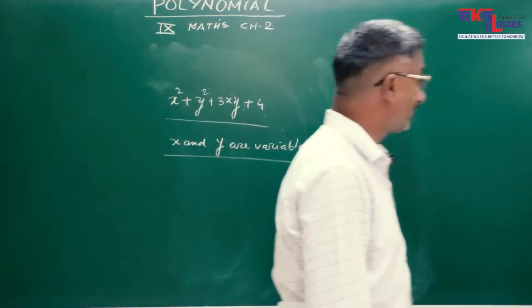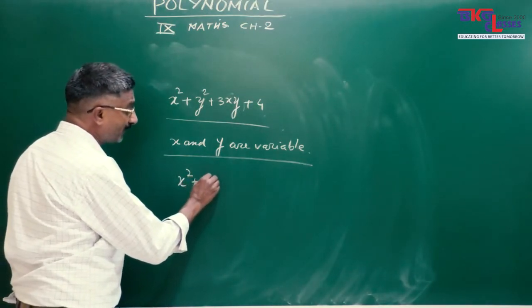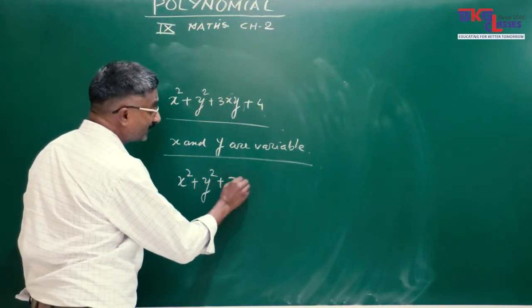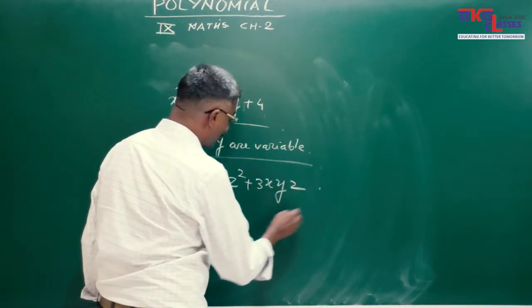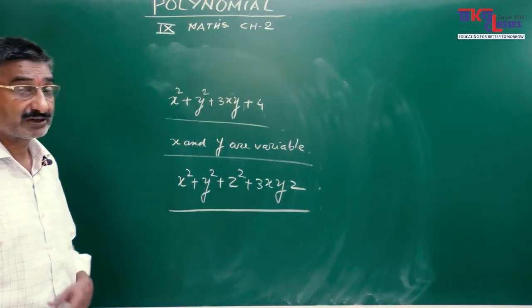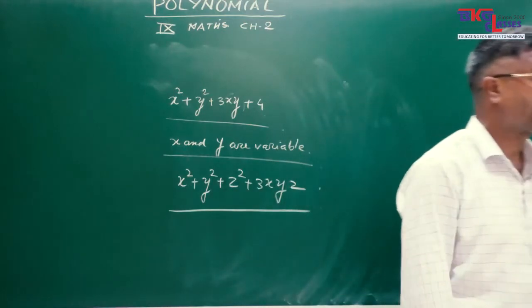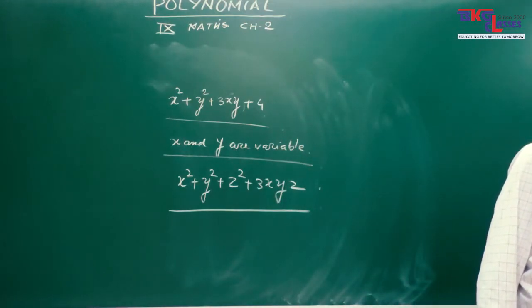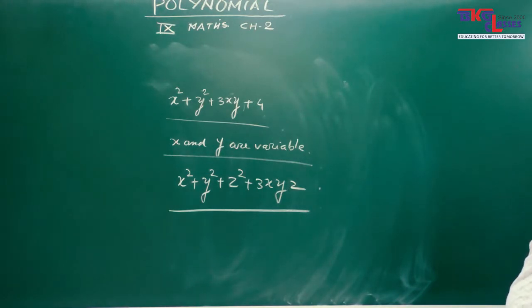There may be equations in 3 variables, and you can write down: x square plus y square plus z square plus 3xyz. There are 3 variables. So this is a polynomial equation in 3 variables. Clear?